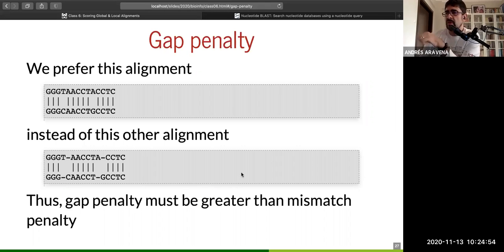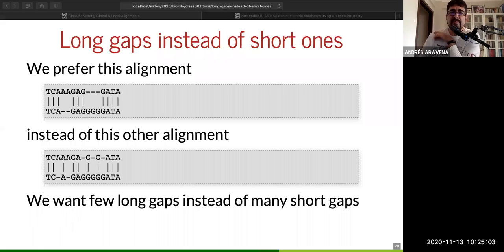Okay, so it should always be worse to put a gap than to have a mismatch. Then, and this is a little more biological.